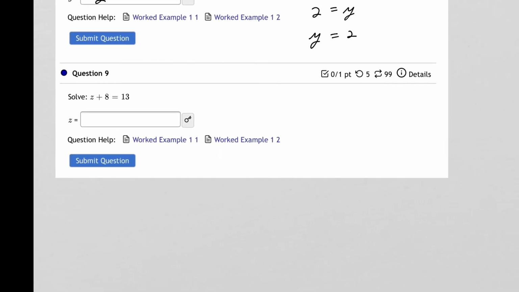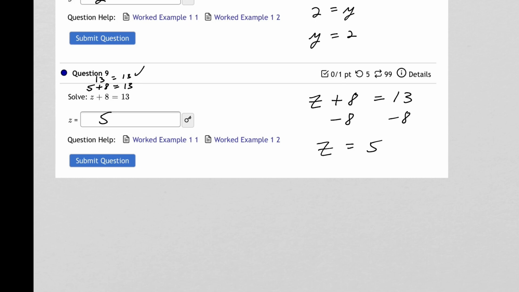Okay, question 9. It looks like the same thing, right? We want to solve this equation for z. Actually, it just so happens it's exactly the same thing. How do I get z by itself? How do I isolate the z? Since 8 is added to z, I need to undo that by subtracting 8 from both sides. So in this case, z is equal to 13 minus 8, which is 5. So z is equal to 5. And if you want to check it, plug it back in, right? If I substitute 5 back in for the original z, I'm going to have 5 plus 8, which is 13, is equal to 13. So 13 equals 13. That checks, and we know that we have the correct solution.